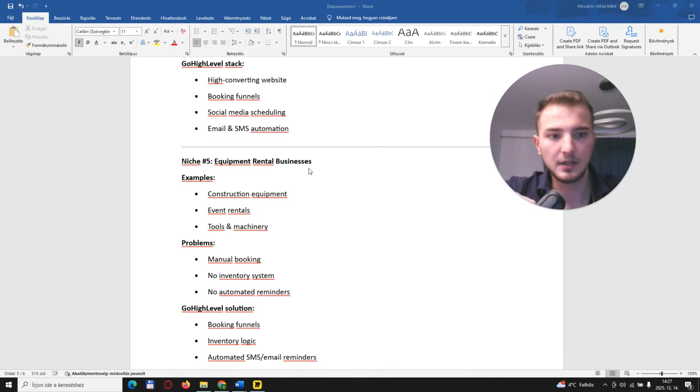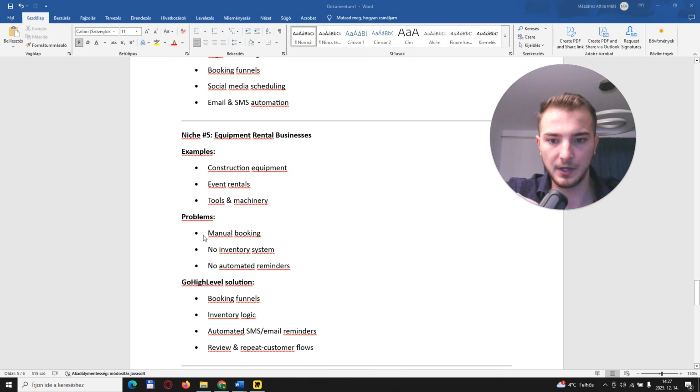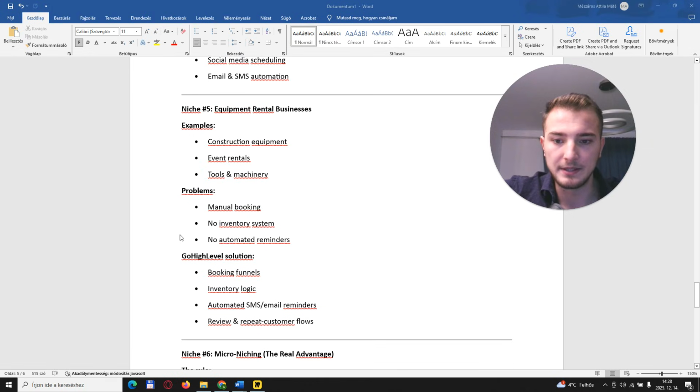Equipment rental businesses. This is really great because a lot of marketing agencies are afraid of these types of businesses because they're a little bit hard to work with, but with GoHighLevel you can solve their problems very easily. For example, construction equipment, event rentals, tools and machinery. Their problems are they have manual booking, no inventory system, and no automated reminders, which gives them a lot of headaches running after every customer that brings back the equipment, and problems like this.